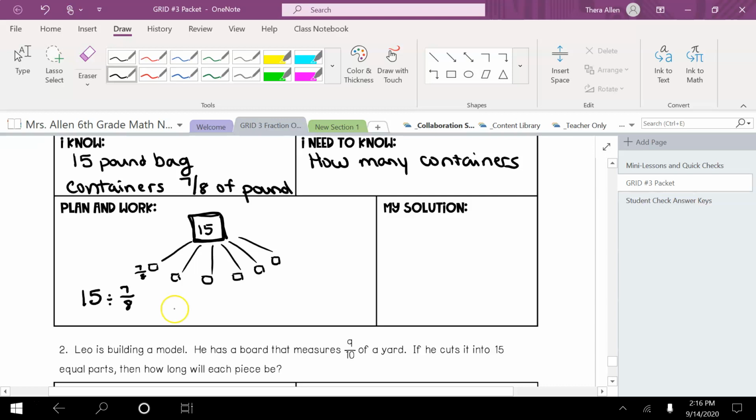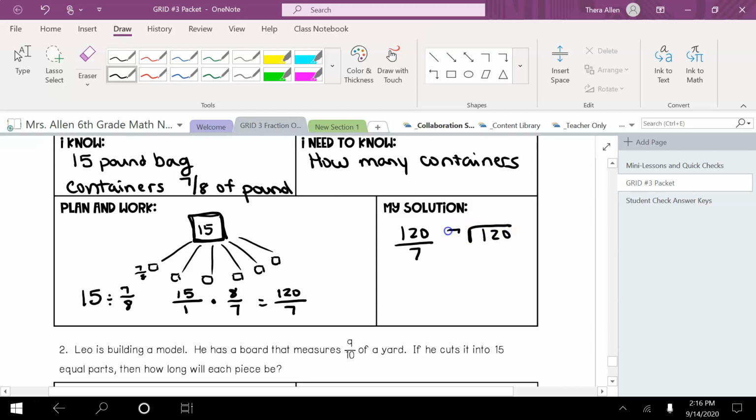Remember, we keep the first number, but we have to change that to our fraction. Change and flip, so we have 8/7. Now we're going to multiply across. 15 times 8 is 120. 1 times 7 is 7. My solution, 120/7. Well, that's not in proper form, so I need to divide.